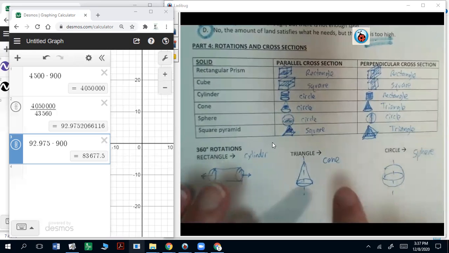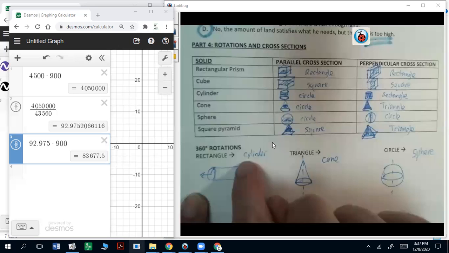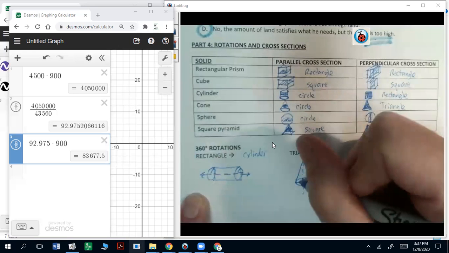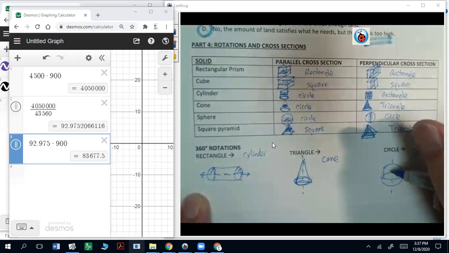When you take these two-dimensional shapes and rotate them, a rectangle can rotate around the center of it to get a cylinder. A triangle can rotate to get a cone, and a circle can rotate to get a sphere.